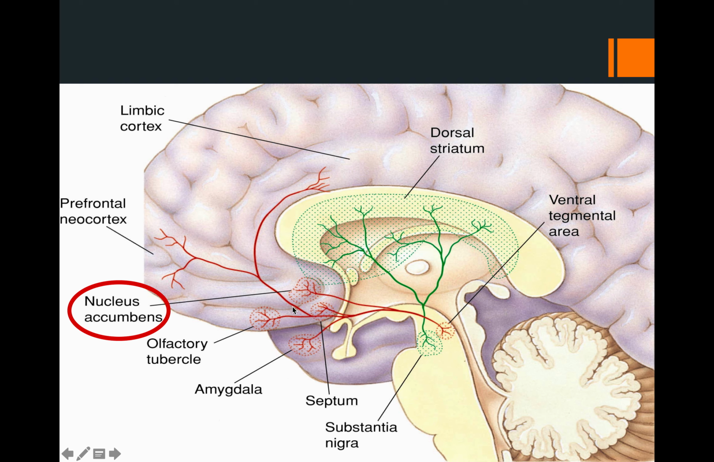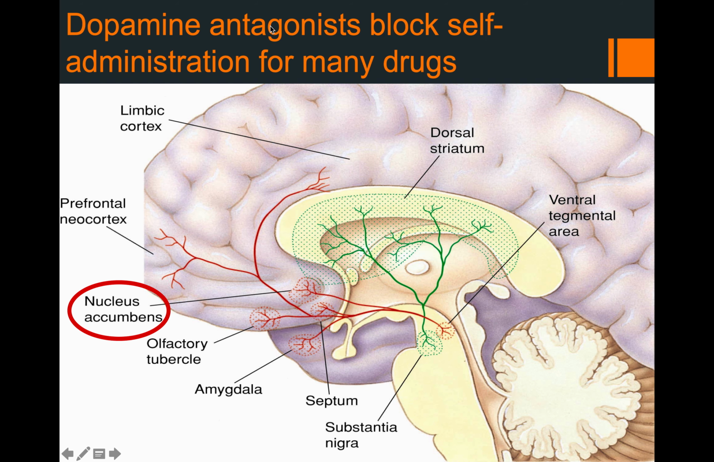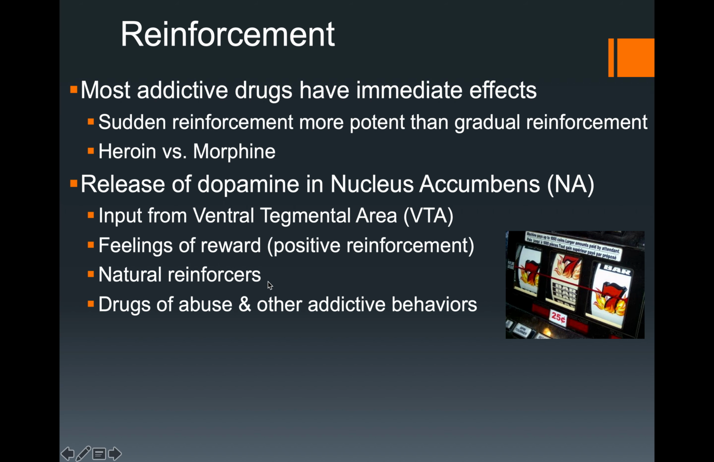But you'll see that there's also some input into the amygdala, which is involved in emotion, and some frontal lobe pathways as well. What we find is that if you give a dopamine antagonist, so if you block the effects of dopamine in this pathway, animals will no longer self-administer drugs that they would normally administer. So you block the rewarding effect here. So we're very confident that this is basically the reward pathway.